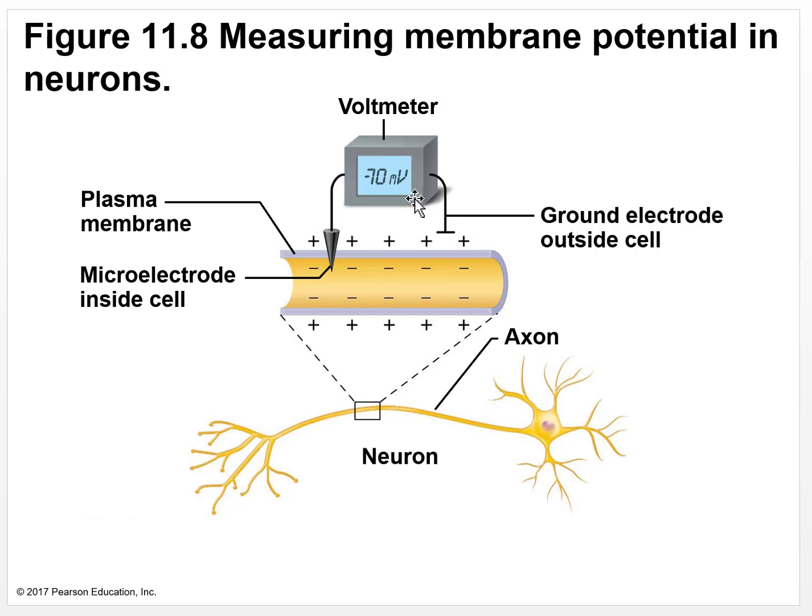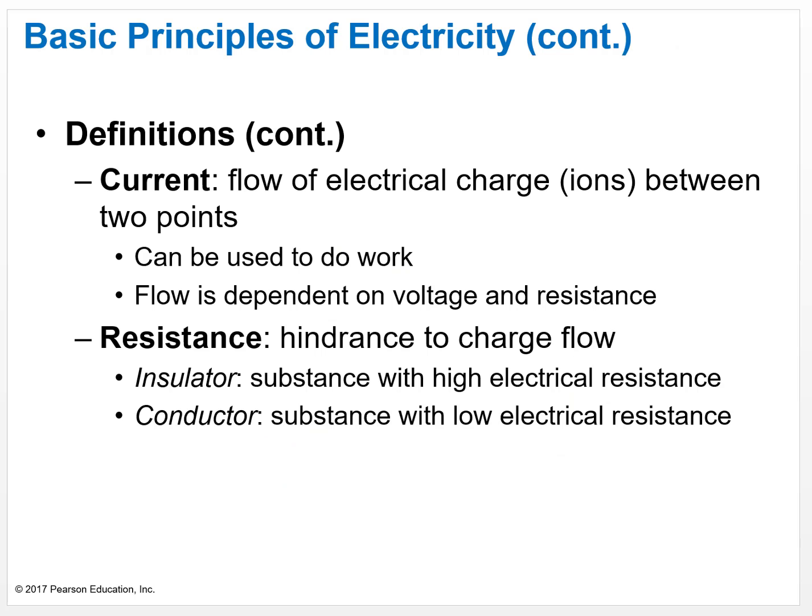with potassium and sodium ions and a little bit of negative proteins inside and a little bit of negative chloride ions outside. That's where we're going. -70 and how we do it. More into the definitions. We did voltage.